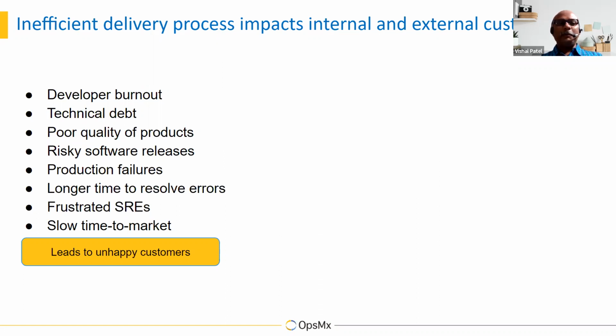We talked about risky software releases, production failures, longer RCAs and fixing them, the larger turnaround times. This all leads, of course, not just to developer burnout, but also to a bunch of frustrated SREs, because their job is getting more and more difficult with every single release that we are making, right?